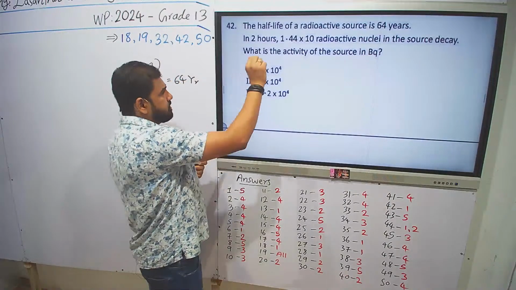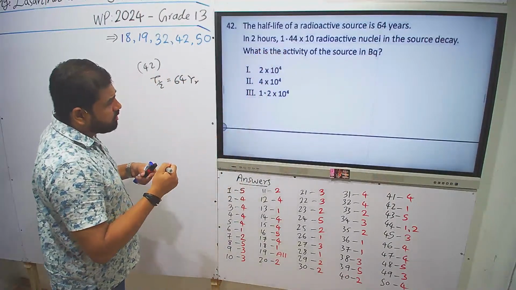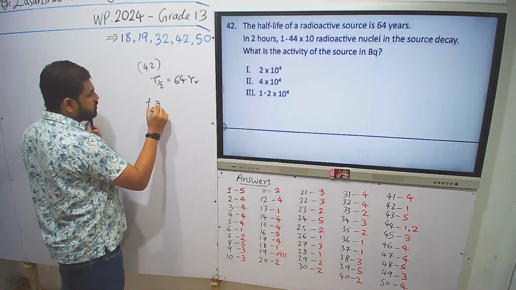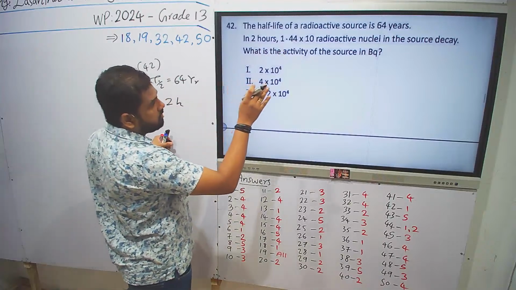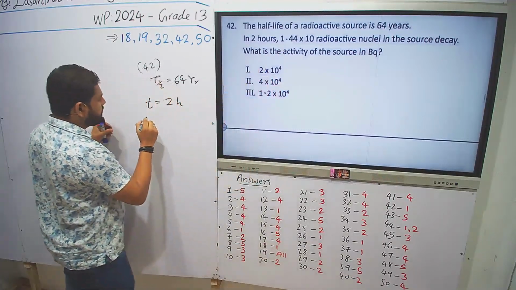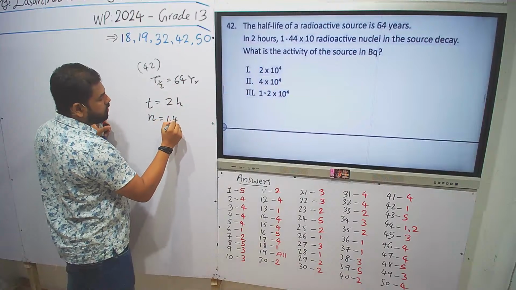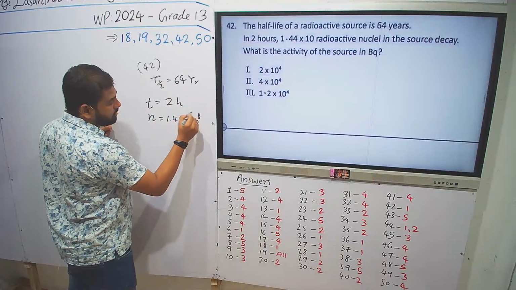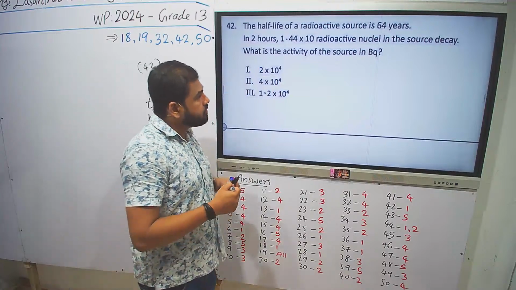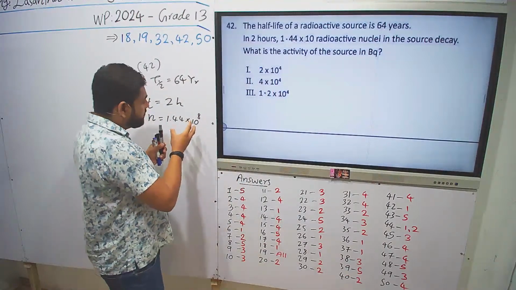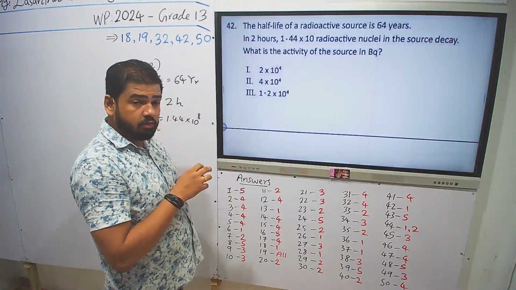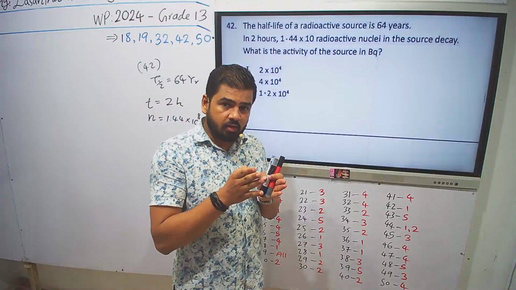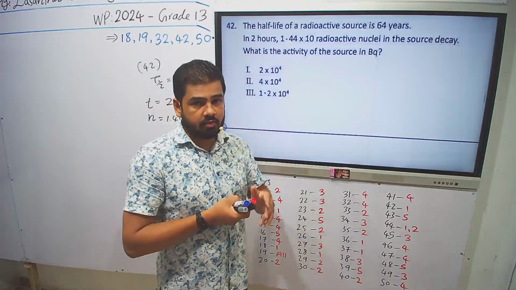And let's change this value: the time is given as 2 hours, and the number of disintegrations should be this value, 1.44 times 10 to the power 8, right? You need that data. Now that amount of disintegrations happens in 2 hours. You're asking what is the activity of the source. Activity also changes with time. This is referring to the initial activity of the source.